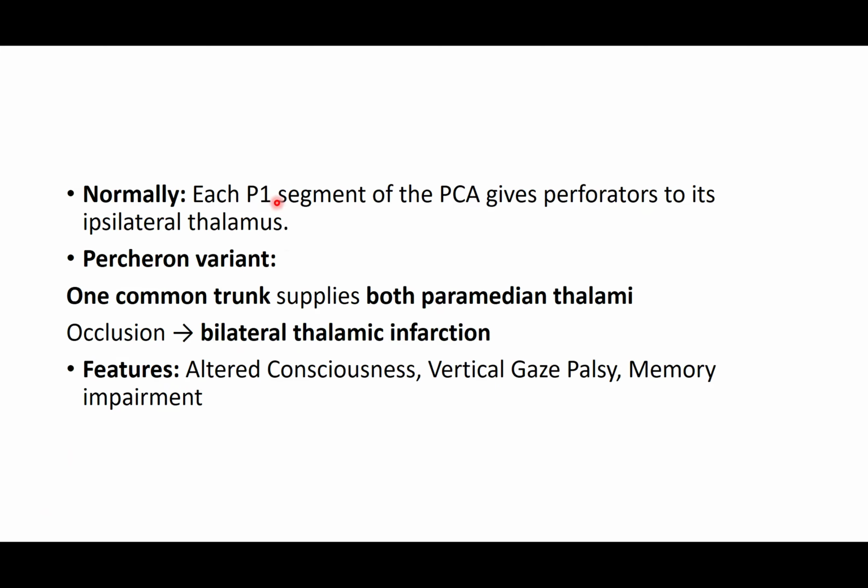Normally the P1 segment that comes from the posterior cerebral artery gives the perforator to the ipsilateral thalamus, and the other thalamus gets its supply from the other P1 segment of the PCA. But in the Percheron variant, one common trunk supplies both paramedian thalami, and occlusion of this common trunk in this Percheron variant causes bilateral thalamic infarct.